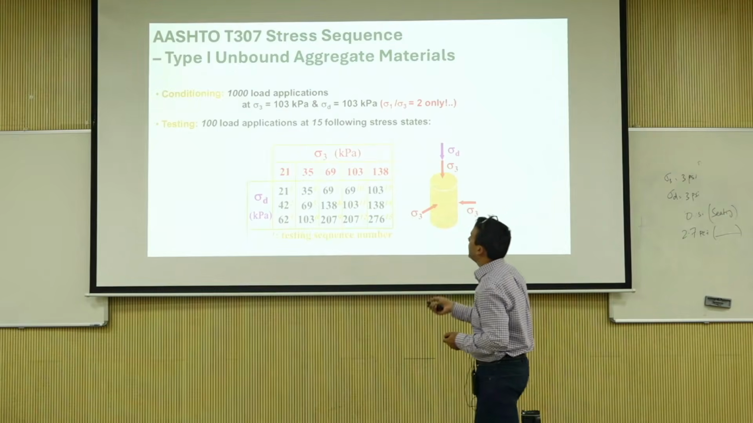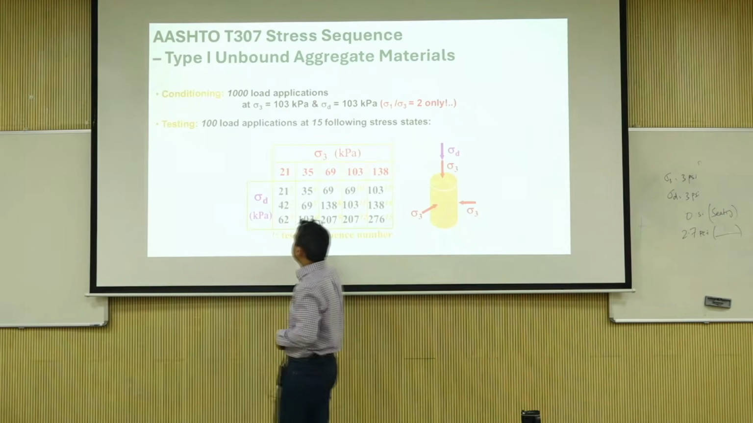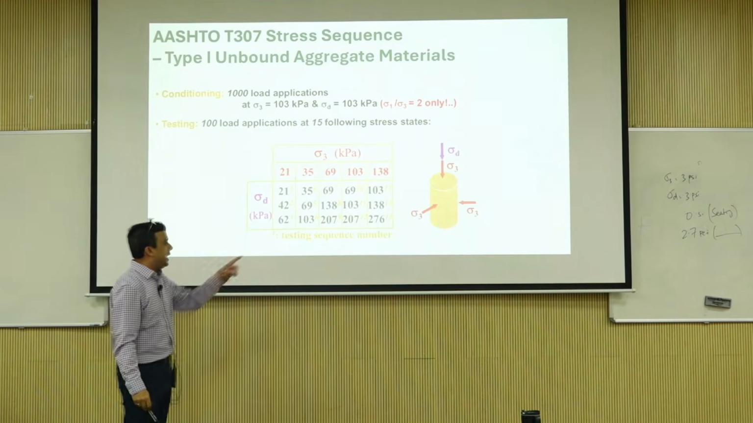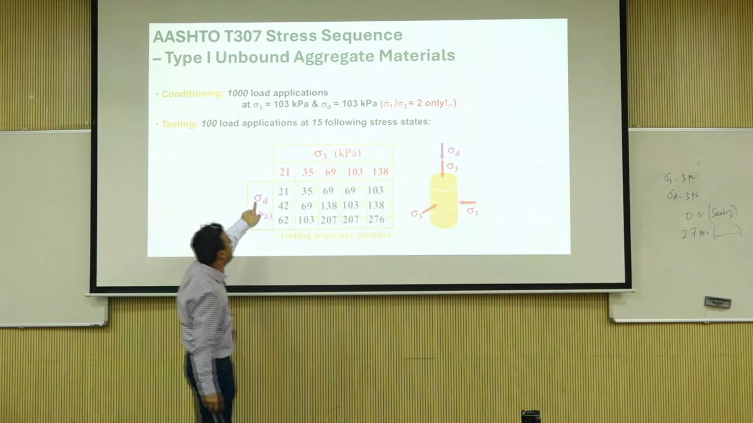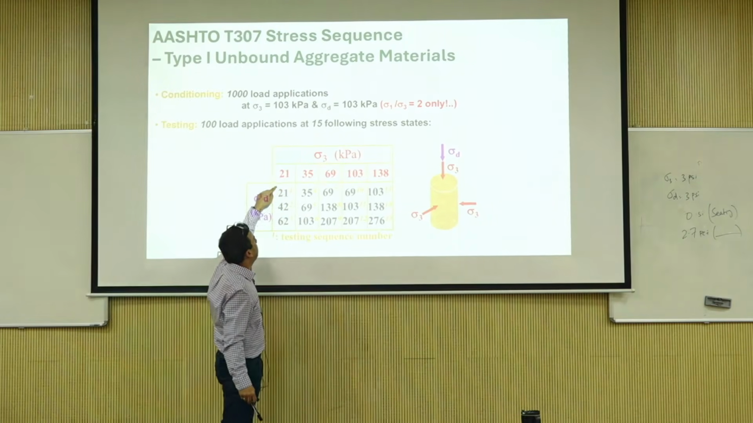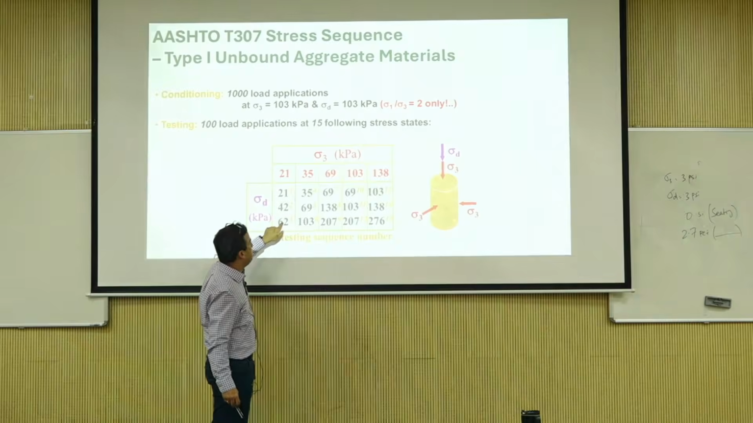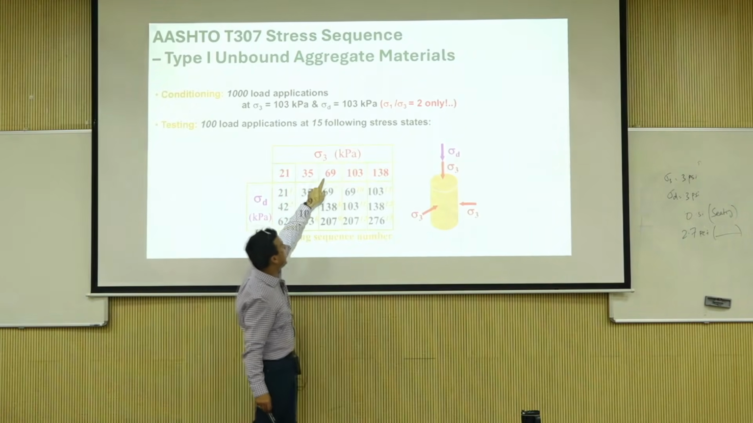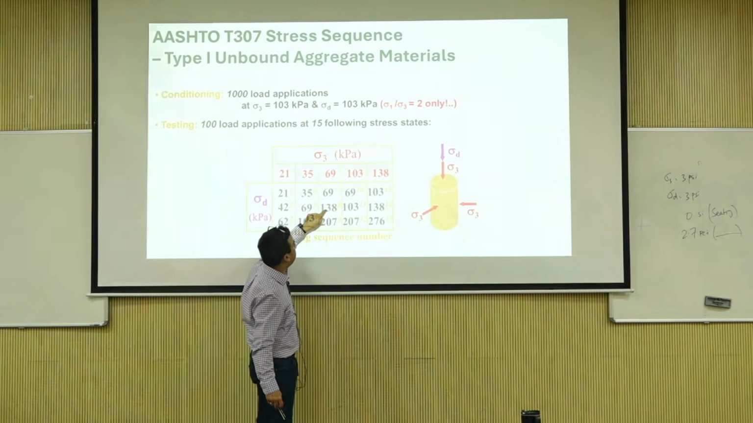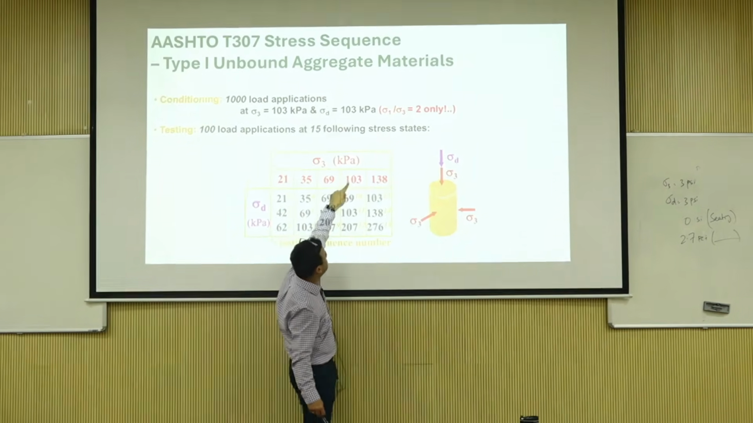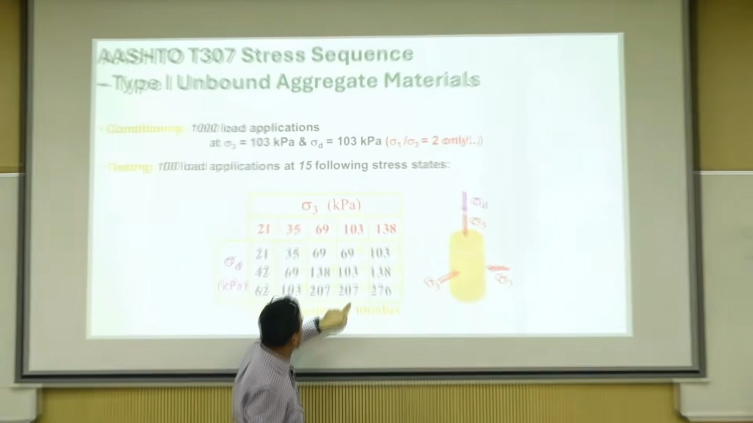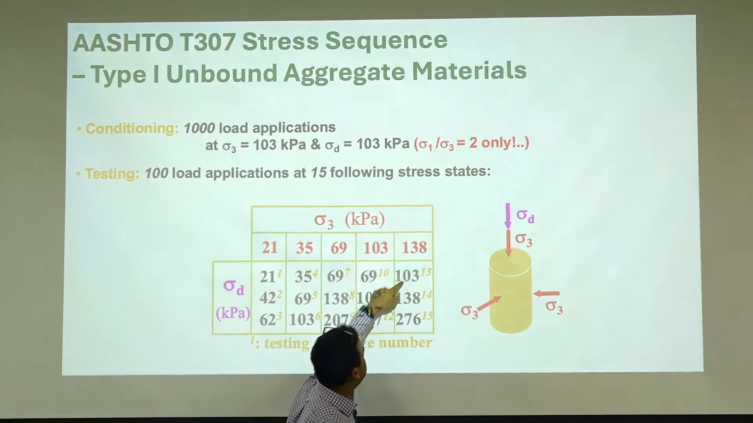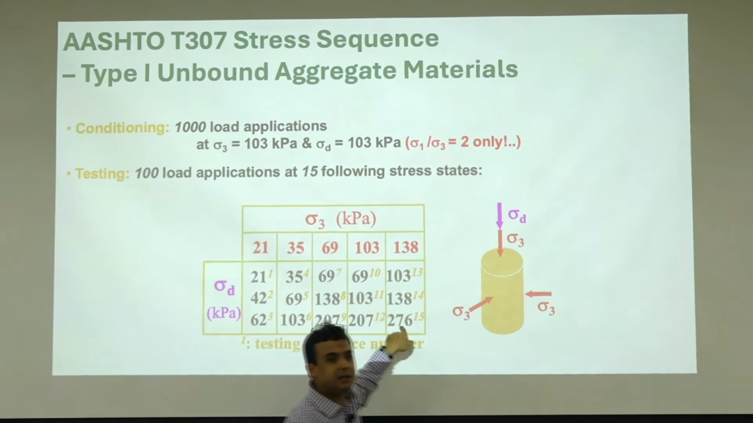Okay, this is our stress sequence for Type 1 or unbound aggregate materials. I told you this, so you should now be able to read this with me. So 3 psi: 3, 6, 9. 5 psi: 5, 10, 15. 10 psi: 10, 15, 20. 15 psi: 10, 15, 20. 20 psi: 15, 20, 40.